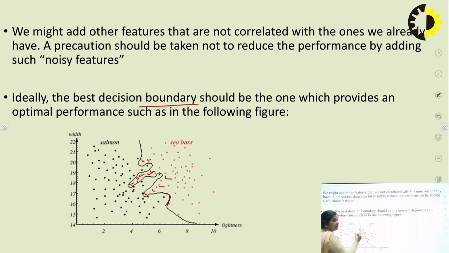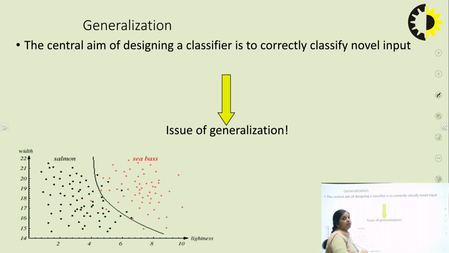But when we draw this boundary, do we really want this boundary? Because it is too specific to the data given. We are not designing the classifier for the given data. The given data we are using to design the classifier. So what is our main aim? Our main aim is generalization. If your boundary is so particular to the given examples, then it will not be able to correctly classify novel input. And our central aim in designing the classifier is to correctly classify novel input. Okay, so that is the issue of generalization.